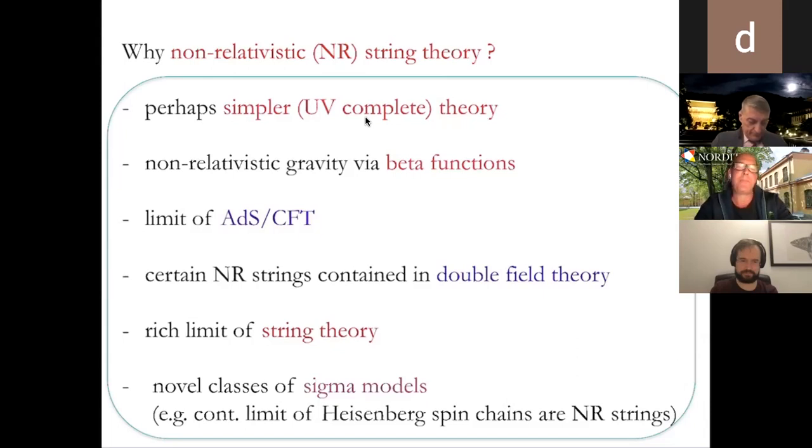Another motivation is that AdS/CFT is a very beautiful dictionary between gravity theories and conformal field theories, but still very hard to fully penetrate, especially in the regime where N is finite. So in the regime where you take into account gravitational coupling. So that also motivates looking at limits of AdS/CFT, and in particular non-relativistic limits.